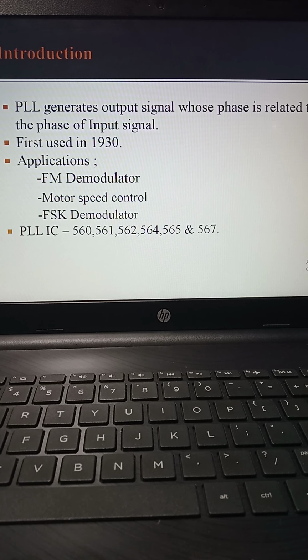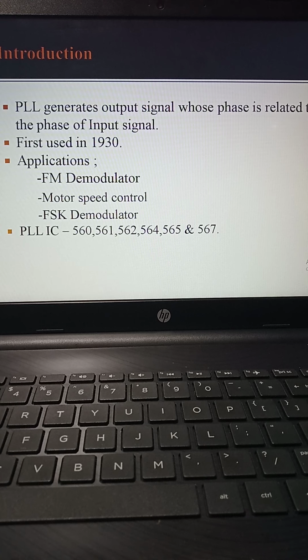PLL is available in the form of a single IC chip, and the various PLL IC numbers are 560, 561, 562, 564, 565 and 567. So these are a few PLL ICs that can be used in many applications like FM demodulator, FSK demodulator, frequency division, multiplier and many more.